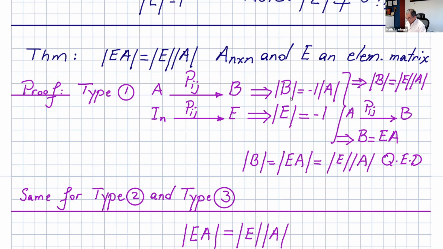We just saw that. So B is E times A, when you interchange two rows. That's multiplying the left side of A by the same elementary matrix. So the determinant of B can be written as the determinant of E times A, and that can be written as the determinant of E times the determinant of A.